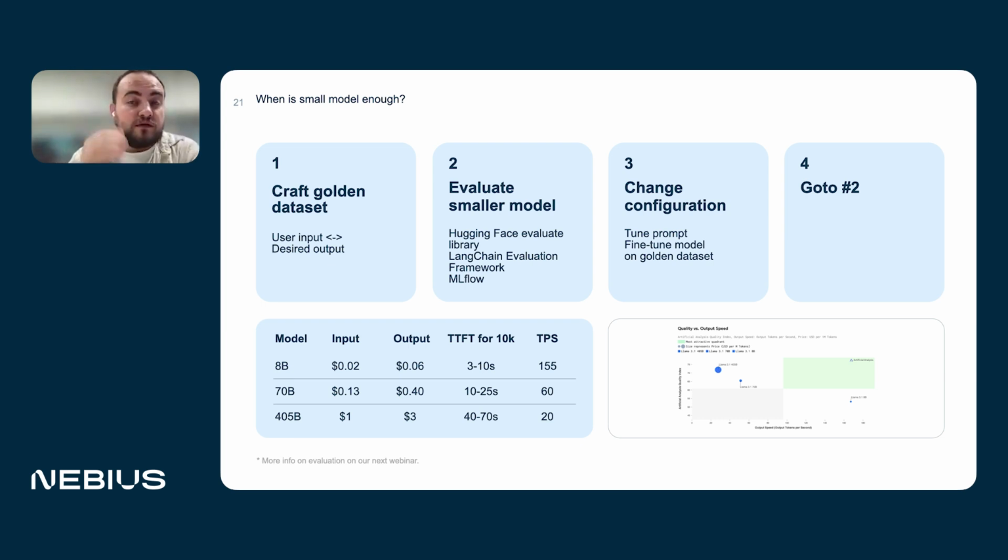And here at the bottom of the slide, you can see there are three models: the smallest, medium, and the biggest. You can see that prices vary, and that's quite obvious. But more importantly, the speed varies a lot. The smaller model can give you the best speed. If you go even lower than 8B, the speed can be higher. TPS here stands for tokens per second.